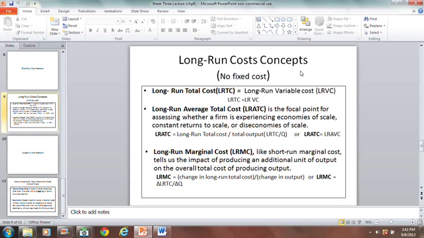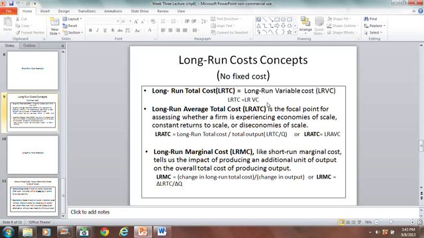And so actually long-run costs are easier than short-run costs because you don't have to contend with any type of fixed cost. So here, your long-run total cost will consist of only variable costs. There are no fixed costs. The long-run average total cost, which is the focal point of a long-run perspective, is where you can identify what are known as economies of scale, constant returns to scale, and diseconomies of scale. So long-run average total cost allows us to identify those phenomena.